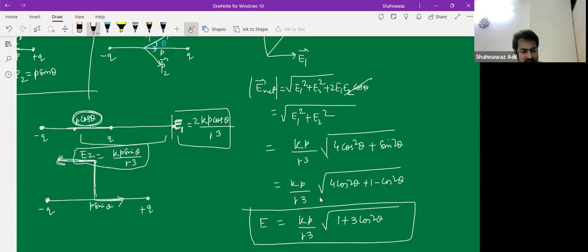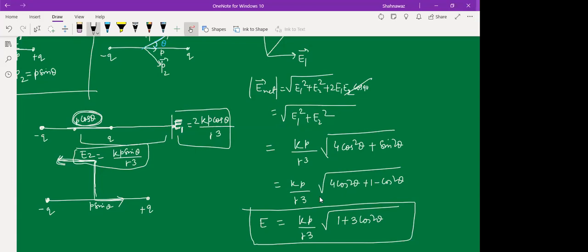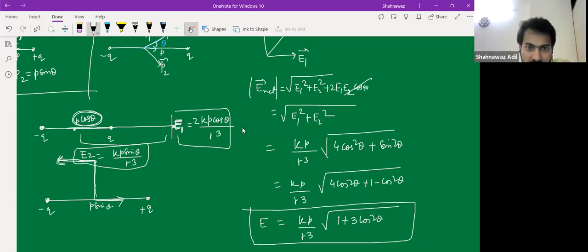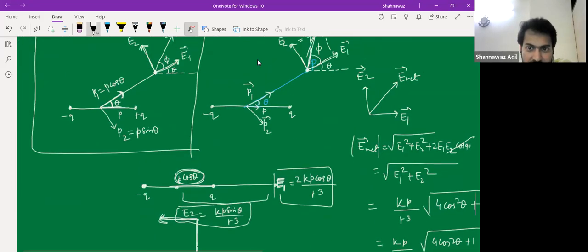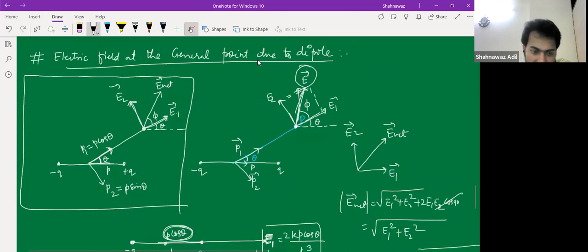I can explain it again if you have any doubt. As I have told you, the important part is this diagram. We wanted to calculate the electric field at this point. For the equatorial point, I know that the field is in this direction, and for the axial point, it is in this direction.